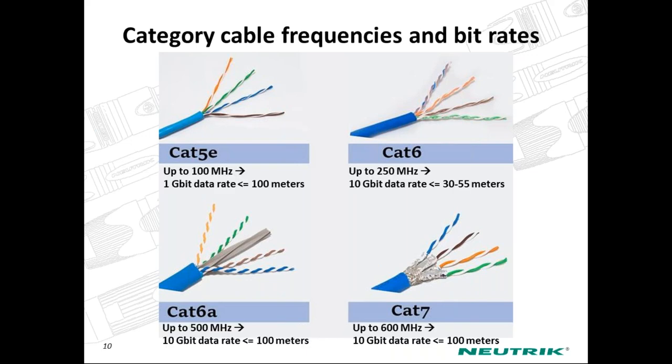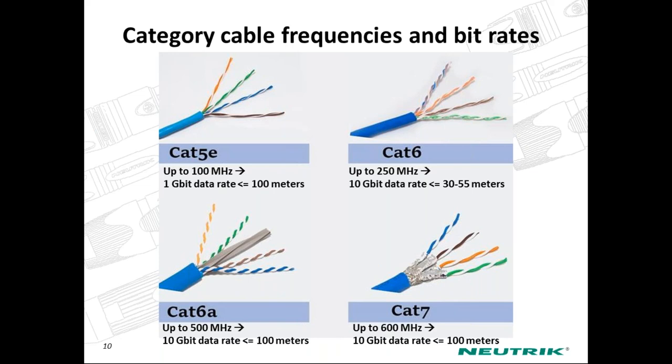On the next slide, what I try to do is talk again about these frequencies. So the Cat5e cables work at up to 100 megahertz frequency. We'll talk about how you get from megahertz to bit rates. Cat6 cable goes up to 250 megahertz, Cat6a up to 500 megahertz, Cat7 a little bit higher.